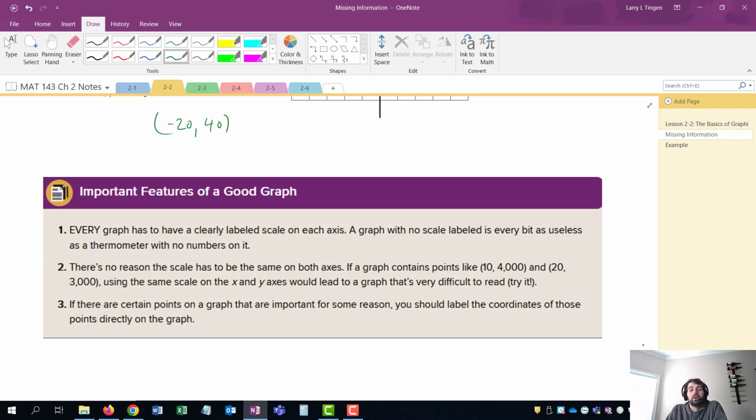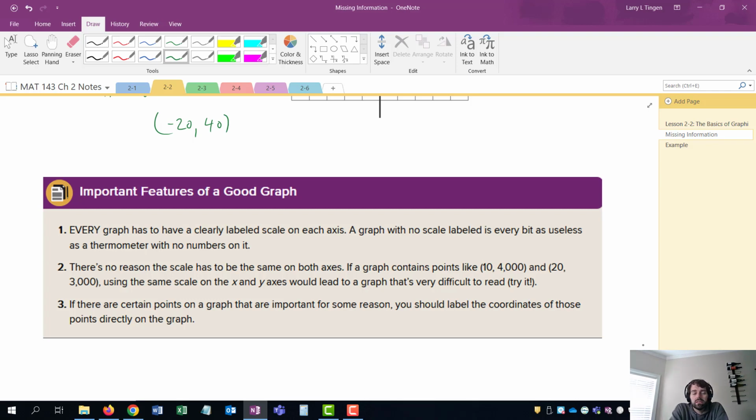And then there's no reason, like I just said, that the scale has to be the same on both. For instance, in the problem we just did with the years, along the x-axis it's years. So I started at 1993 and I go up, and then on the y-axis, all I was doing is 0 to 10%, right? So I could have had the years by 2 years or 4 years or 6.